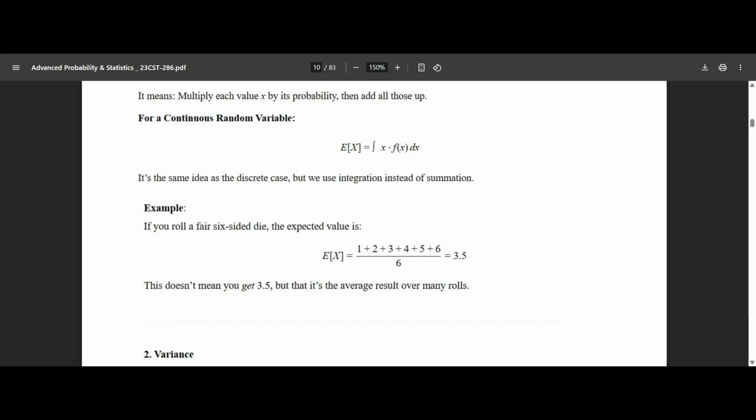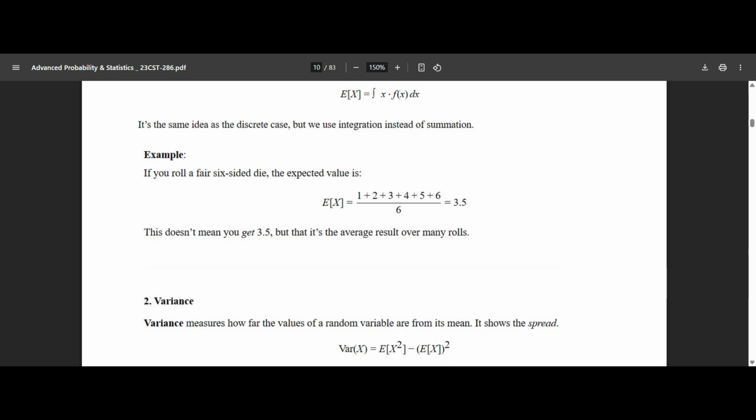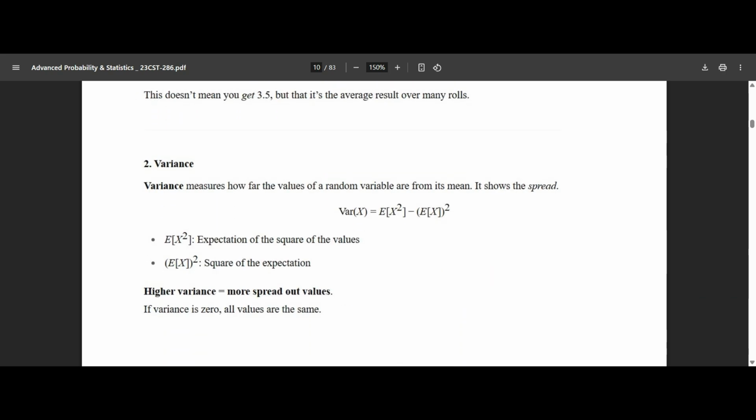कि आप अगर जितनी भी बार खेलो, like that is how many times you roll the dice, the average is expected to be 3.5. What is the variance? Variance measures how far the values of a random variable are from its mean. It shows the spread of data.